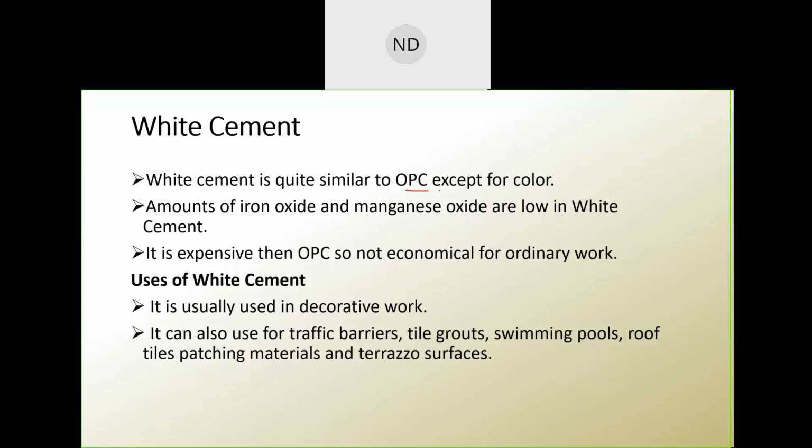Here, in OPC, the percentage of iron oxide and manganese oxide is a little lesser in your white cement. When you reduce the amount of iron oxide and manganese oxide in OPC, it gives you white cement, and it is more expensive than OPC, so it is not economical for ordinary work. OPC is the best one for you because it is low cost and can be used anywhere, and with this you can mix some compounds also as per your requirements.